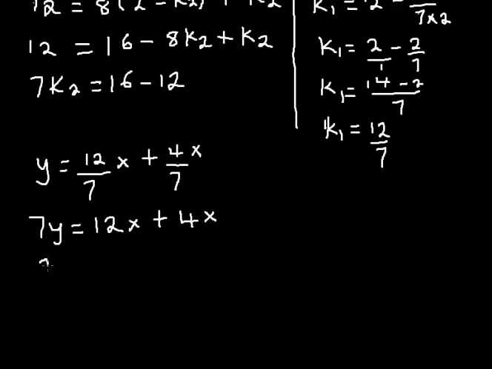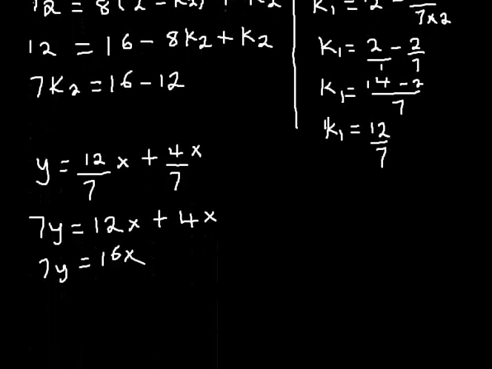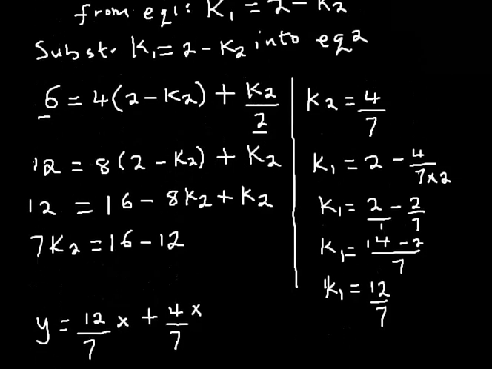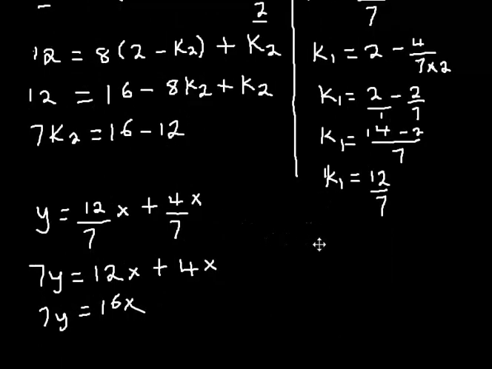So 7y now is going to be equal to 12x plus 4x. That gives me 16x. Okay, so that's basically how we work on partial variation. All right, so that's the relationship between y and x in a partial variation. Now in this video we're going to be looking at questions. We're going to solve a miscellaneous question.